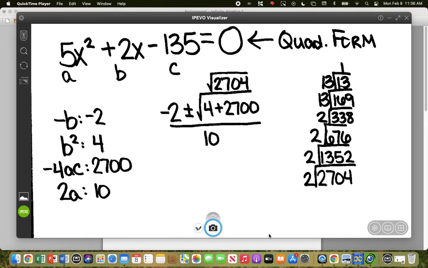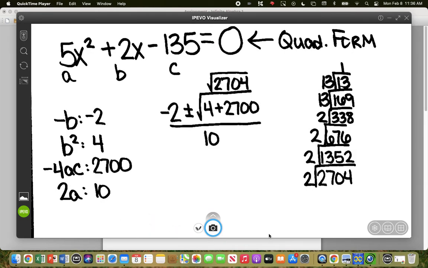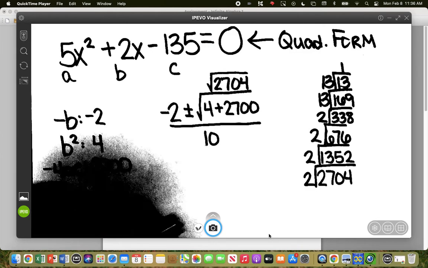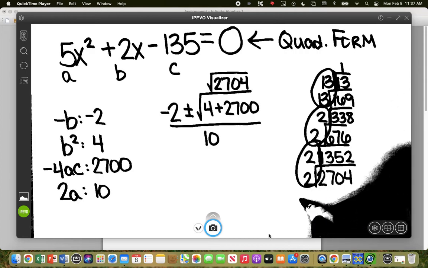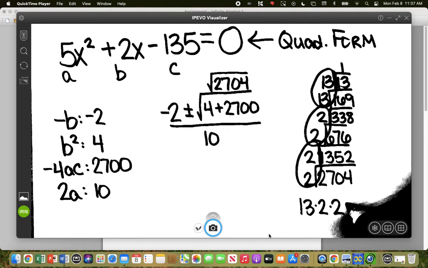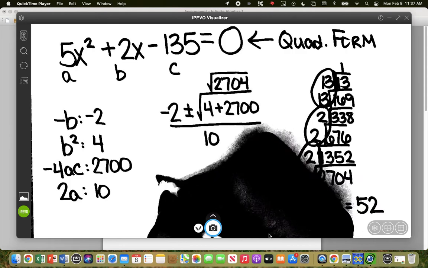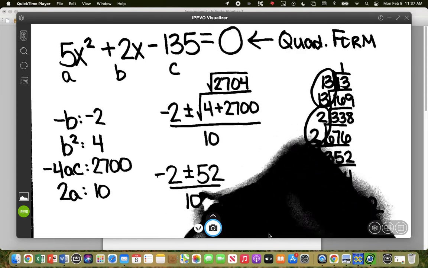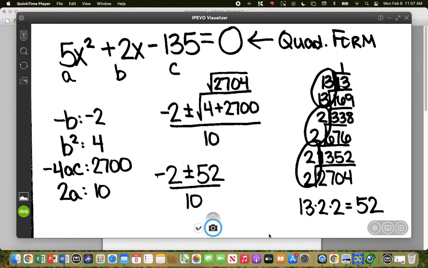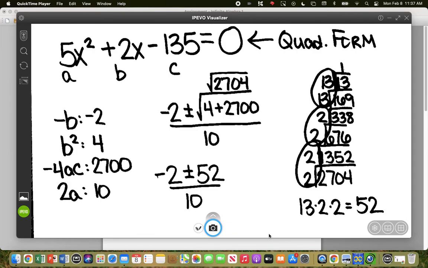Okay, so this one is a perfect square, but I want to show you, if you do the cake method on this, you have all pairs. What is 13 times 2 times 2? That's 52. So on this one, do we have any leftovers? No, so it's just negative 2 plus or minus 52 over 10. So if it's a perfect square, you have all pairs, so it's just a whole number, 52.